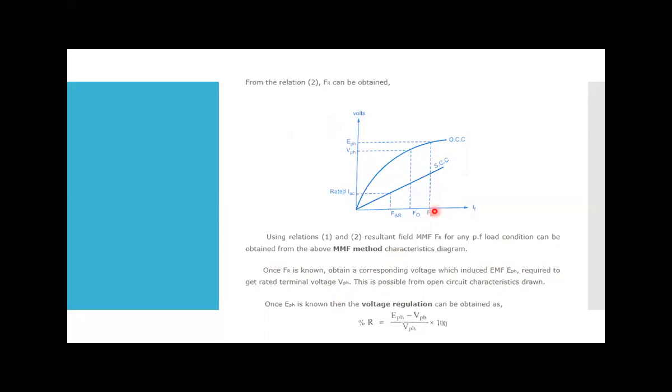Okay, you can see here for FO, you go to the open circuit test, so you have VPH. By finding the FR, again going to the open circuit characteristic, that is your EPH. So from this graph, you have the value of FO, you have the value of FR. You extend the graph, you have VPH, you extend the graph, you have EPH. So now EPH minus VPH divided by VPH into 100, that's your voltage regulation. So this is the MMF method, or you can say the ampere turn method, to find the voltage regulation.